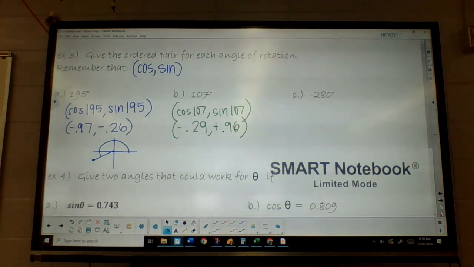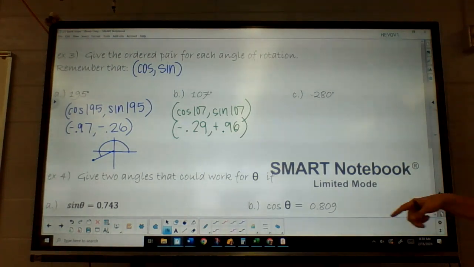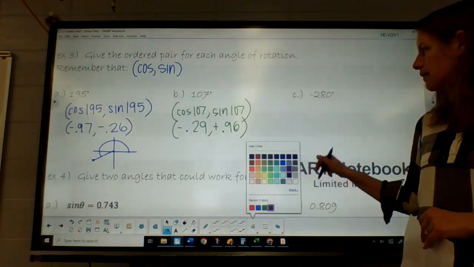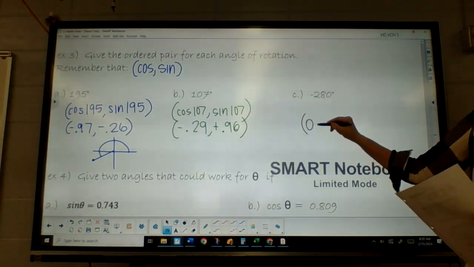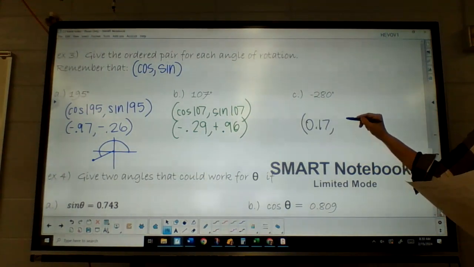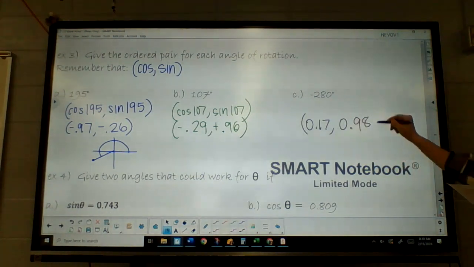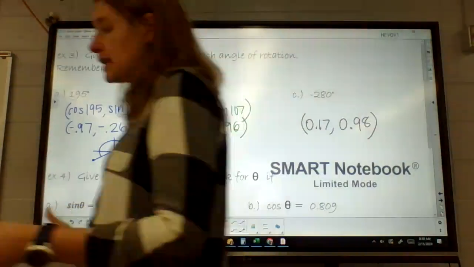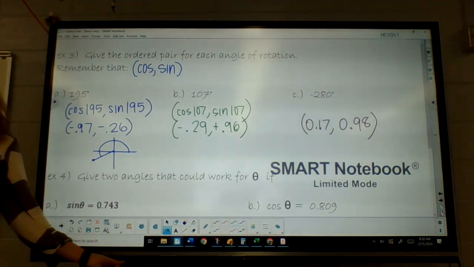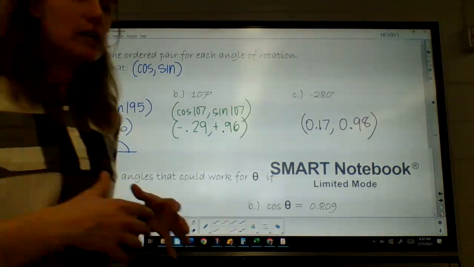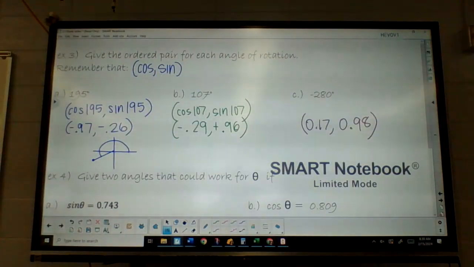You should be able to do the same thing with a negative 280. Your calculator should be able to handle that. It's just going the other direction. It does the work for you. And you get 2 decimals. And they're not going to be over 1, either of them. Again, that's because we're using the unit circle as our basis for this. The cosine and sine values won't go over 1.